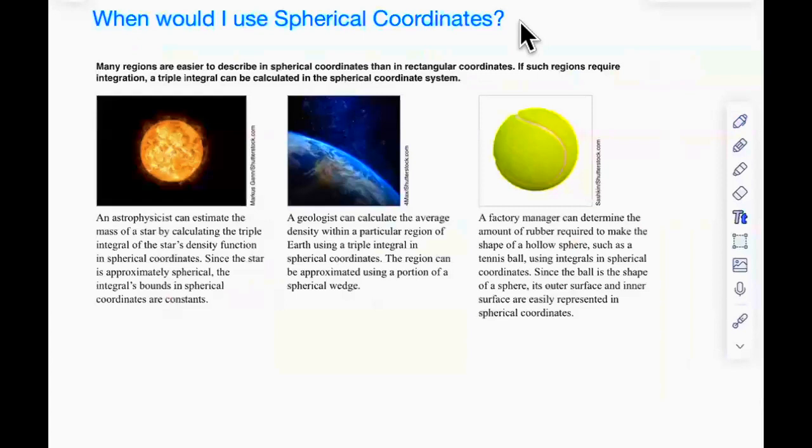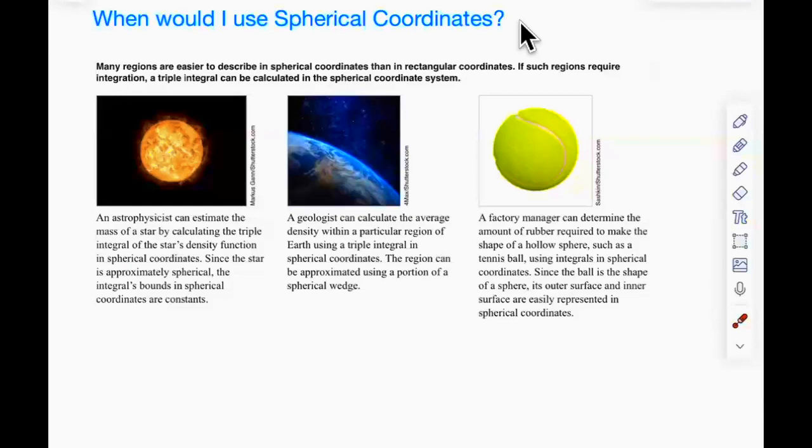Now, there are many regions that are easier to describe in spherical coordinates than in rectangular coordinates. For those regions that require integration, a triple integral can be calculated in spherical coordinate system. For example, an astrophysicist can estimate the mass of a star by calculating the triple integral of the star's density function in spherical coordinates. Since the star is approximately spherical, the integral's bounds in spherical coordinates are constant.